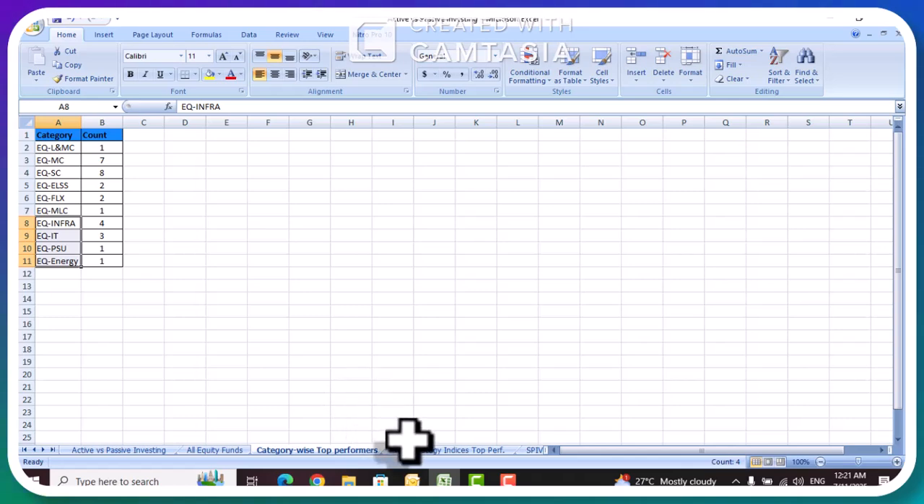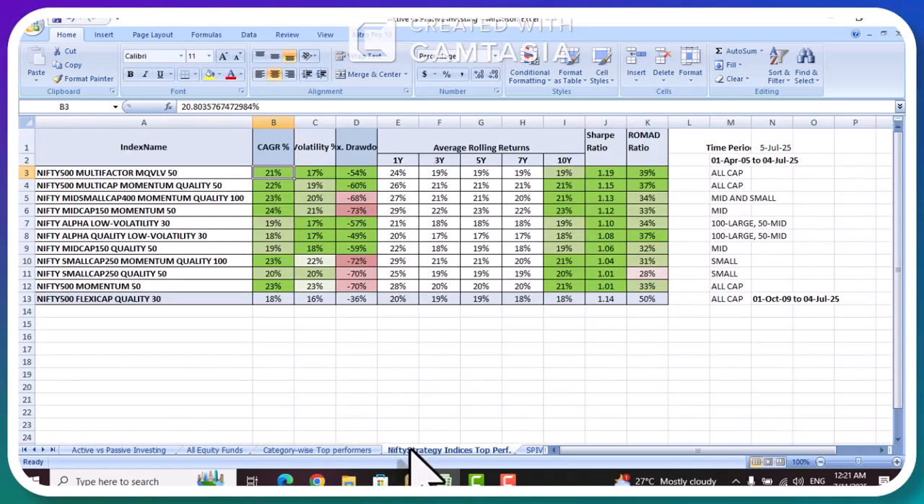All right. Moving on, if we compare them with the passive indices, which we discussed in our last video, I've added the link of this Excel as well as the link of this video, in which we have discussed the Nifty Strategy Indices top performers, in the description, so you can have a look over there. Over here, we can see the returns are again the top performers, 18 to 24%: 21, 22, 23, 24, 18, 19, 23, 20, 23, 18.